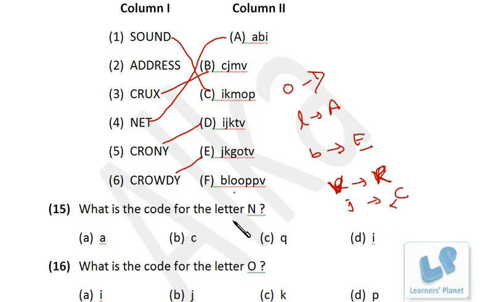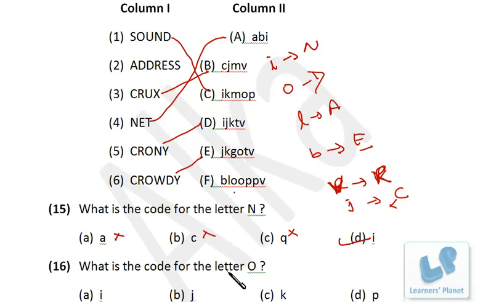Now let's find for N. Here NET, ABI, and here it is SOUND, right? So ABI, that means Q cannot be, it is either A or I. Now let us see from SOUND. We don't have A over here, right? But we have I over here from A and I. That means I is the correct choice, right? So I is actually N. Okay.